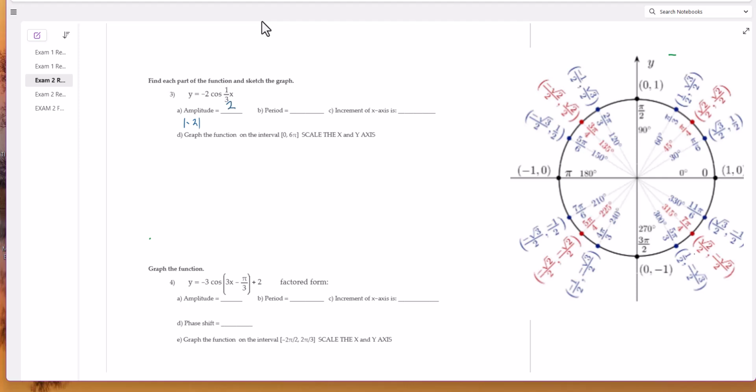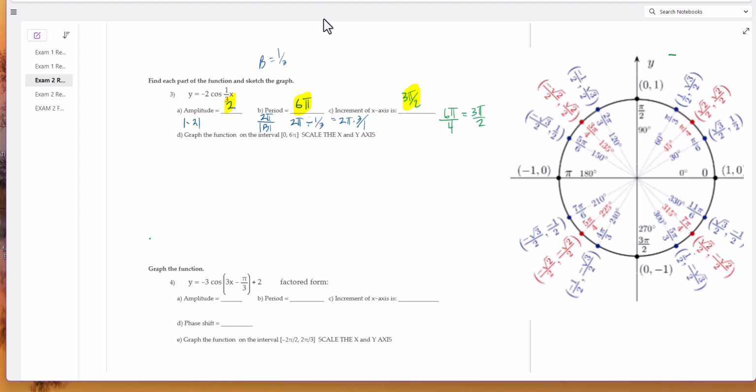Period, you do 2 pi over b. In this case, b is equal to 1/3. So I'm going to take 2 pi divided by 1/3. So that will be 2 pi times 3 over 1. So that'll give 6 pi. Okay. So we got that. And then the increment, we're going to take the period, 6 pi, and then divide that by 4. Reduce that fraction, that's going to be 3 pi over 2 is going to be what your increment of your x-axis is then.